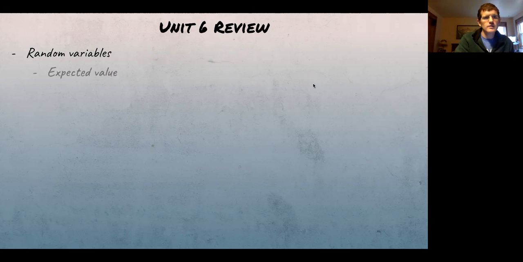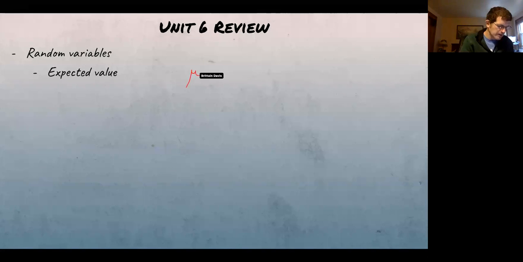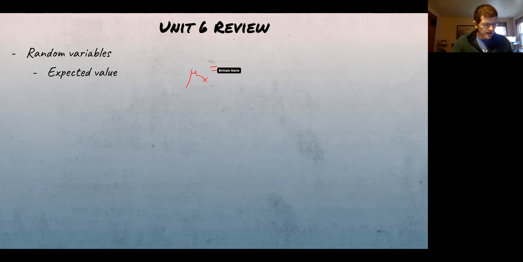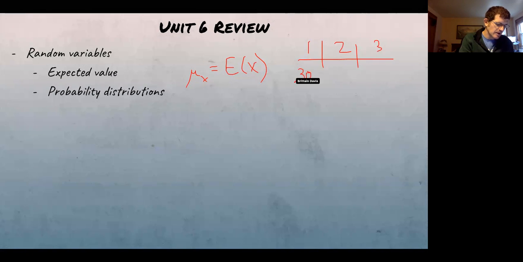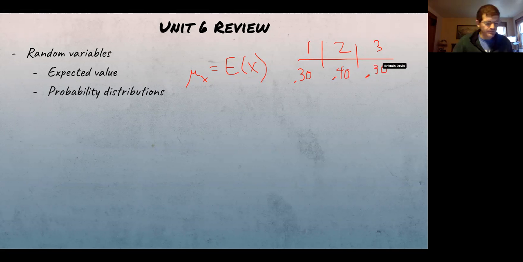So in association with that, we have expected value. The expected value of a random variable is the mean of it. So I should have done that the other way around, but you get the idea. The expected value of random variable X is the mean of X. And to find the mean of X, we need to have a probability distribution, which is frequently given, maybe in a table where you have a few values, let's say 1, 2, and 3 are the values it could take on. And there's a 30% chance of this, a 40% chance of this, and then another 30% chance of this outcome. So we can plug those in.